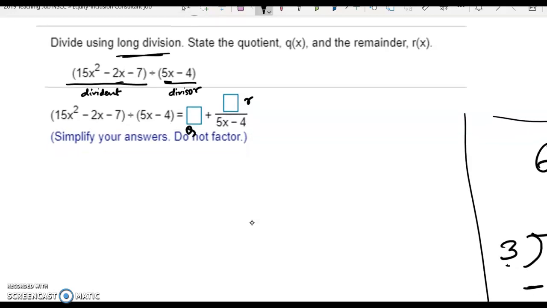The first step should be arranging it in the descending order of the power of the polynomial. So it is already done for us: 15x squared minus 2x minus 7. So x squared, then x to the power 0, which is nothing. So we will go ahead and simply put this in our long division form. So 15x squared minus 2x minus 7, and our divisor is 5x minus 4.